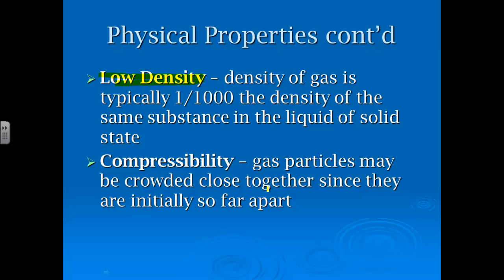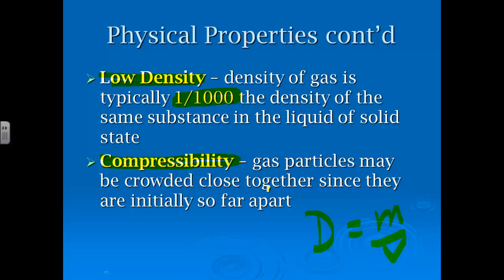We've got low density, which we already talked about earlier. And remember I said that picture kind of did not do it justice, but if density is the mass per unit volume, okay, the density of a gas is usually 1/1000th the density of the same substance in the liquid or solid state. So if I had a solid, a liquid, and a gas in the same container, I would have about 1/1000th the amount of gas particles compared to the solids or the liquids.